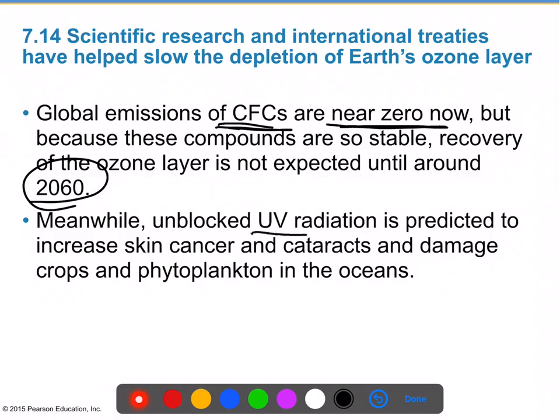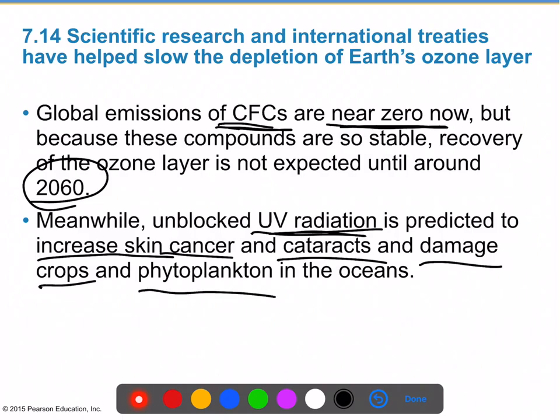But because the CFCs are stable, the ozone is still going to require some time before it fully heals, right? But UV rays are going to increase the potential of skin cancers, things like cataracts, could damage the photosynthetic abilities of crops that we rely on for food, and phytoplankton, that is essentially the energy producing organisms of the ocean.